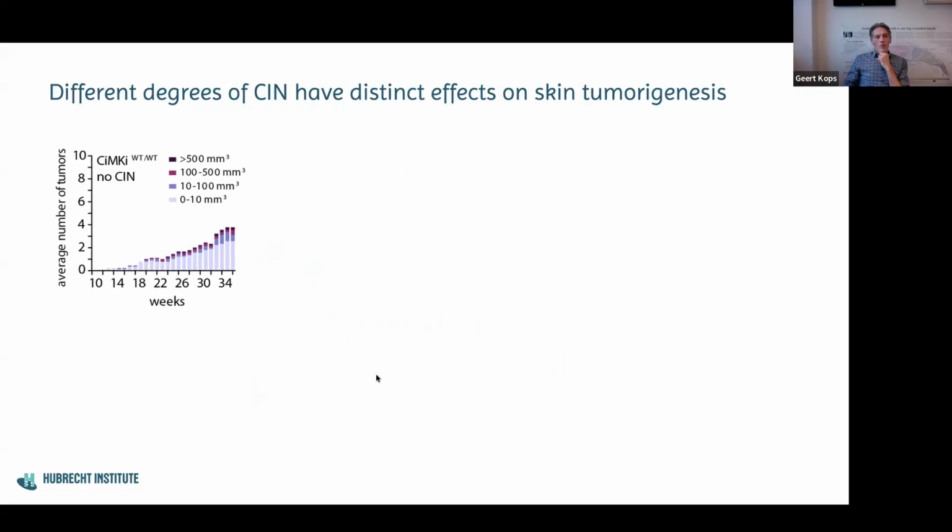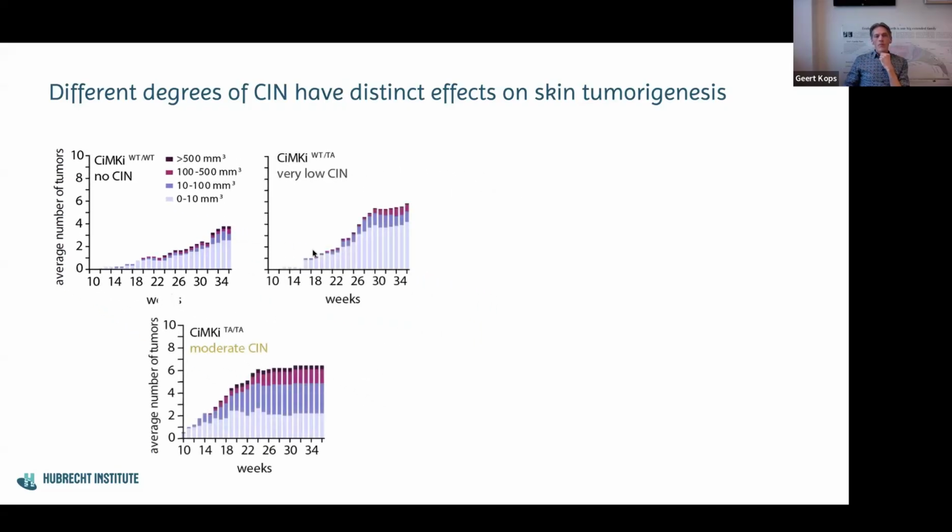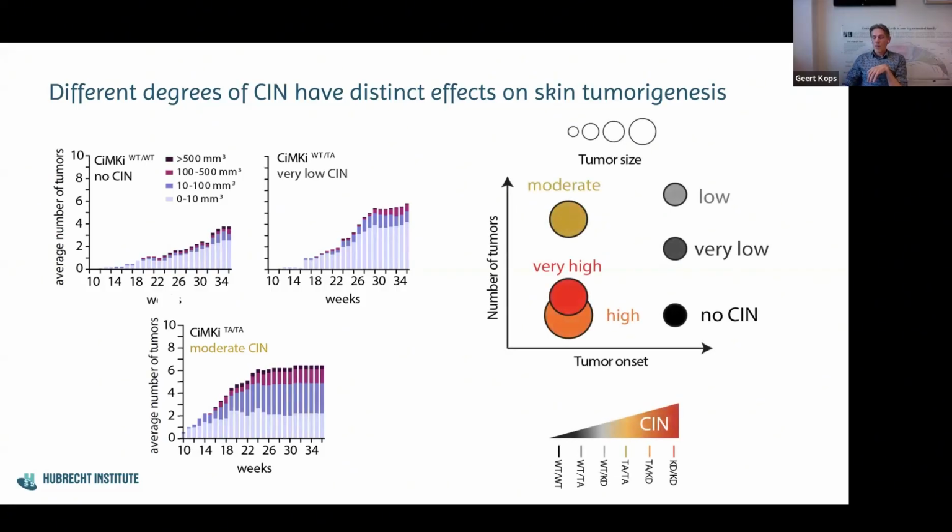Now, if you give them a little bit more chromosome instability, and I just give you two examples here, very low and moderate, you can see that in very low chromosome instability, the number of tumors increases a bit, but the volume doesn't really change very much. And also the onset is the same. But if you go to higher levels of chromosome instability, now you see that the onset becomes much earlier, and also the size of the tumors becomes bigger. And when you do this for all the different chromosome instability levels, you get a plot like this.